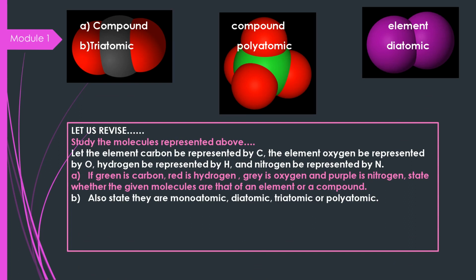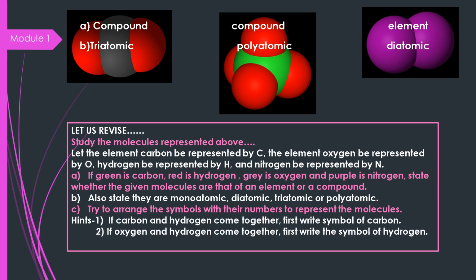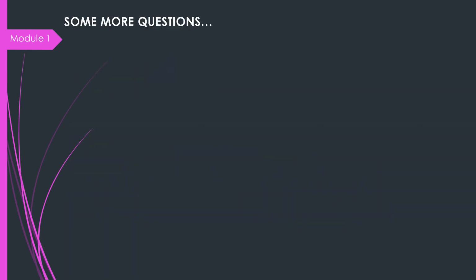Also try to arrange the symbols with their numbers to represent the molecule. So we have to use the symbols. First molecule has got hydrogen and oxygen in it. 2 hydrogen atoms and 1 oxygen atom. So it is H2O. Second molecule has 1 carbon and 4 hydrogen. So it is CH4. And the third molecule has 2 similar atoms of nitrogen. So it is N2.